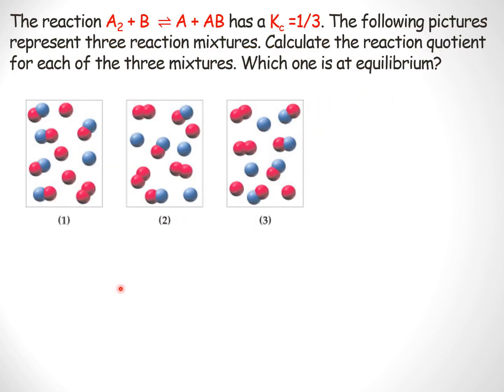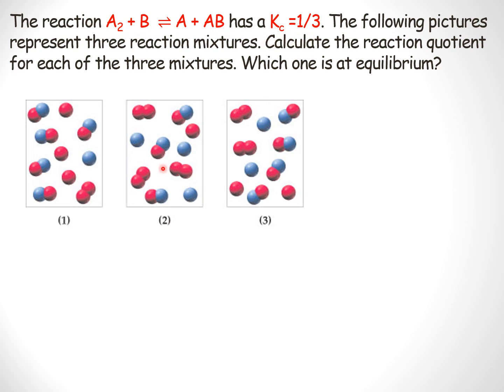This is a problem where you're provided with pictures that are supposedly helping you to figure out the solution. This is a type of question that is quite popular, so you might expect something like that to come up in the final, not necessarily about equilibrium, but in general, questions with pictures. So you're given the reaction, the reaction is balanced, and you're given the value of the equilibrium constant, which is 1/3.